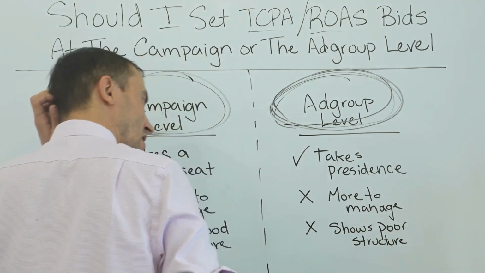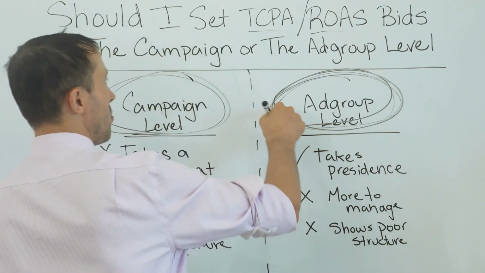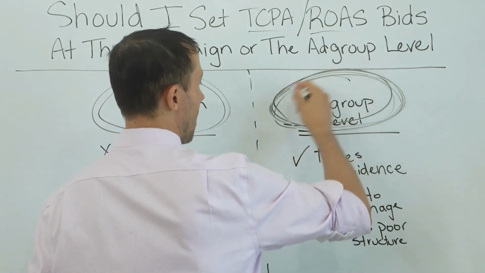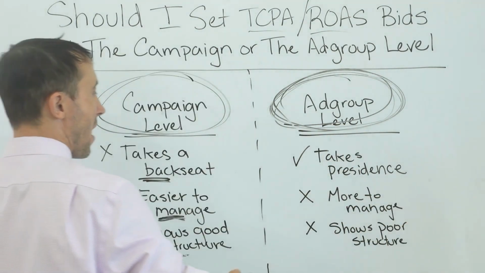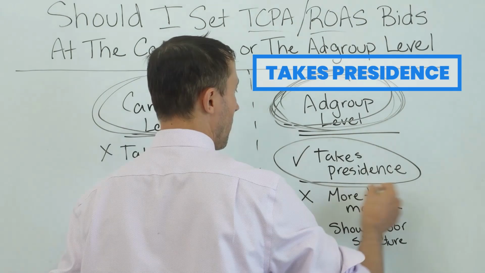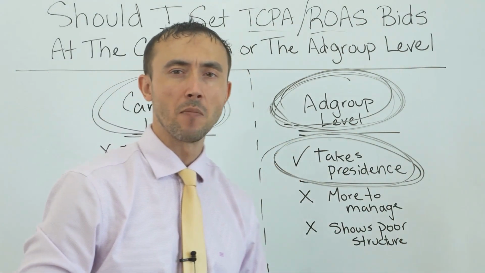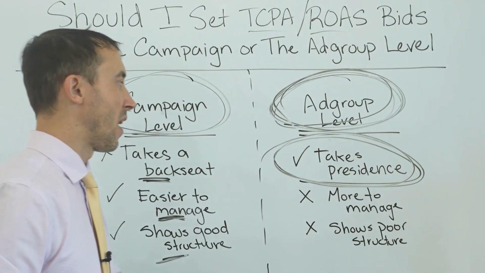Getting back into the content at hand here. So on the ad group level, if you want to set the target CPA or target ROAS that you want for all your keywords at the ad group level, and this could apply obviously to display ads and YouTube ads as well, the biggest thing, as I mentioned before, is that it takes precedence over the campaign level CPA or target ROAS bid that you have, okay?